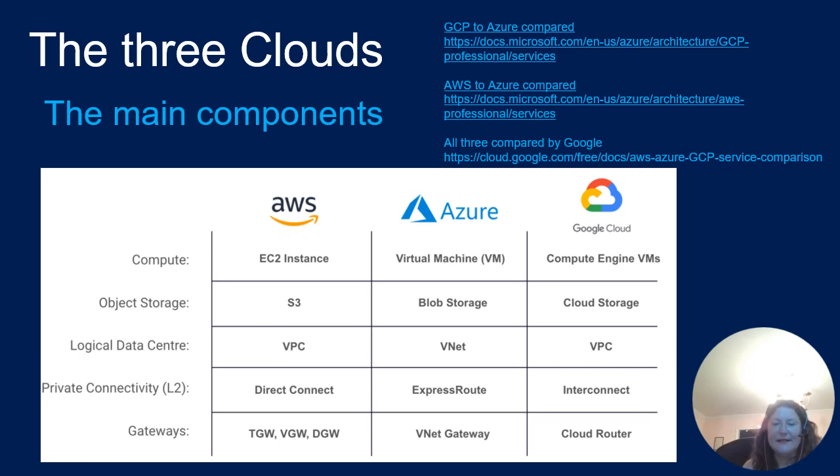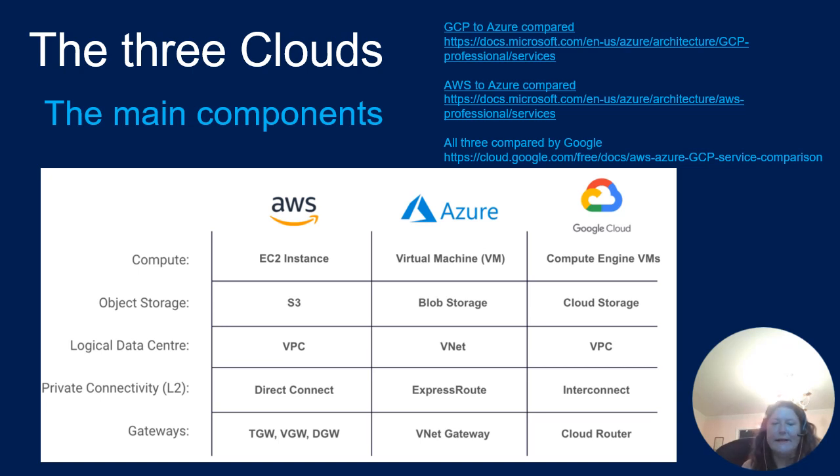Private connectivity between the cloud and on-premise is compared here. In AWS, it's called Direct Connect, the main way that you would connect to AWS from on-premise. In Azure, it's called Express Route, and in Google Cloud, it's called Interconnect or Partner Connect. Now, Partner Connect is going through someone like AT&T to connect into Google Cloud. AWS and Azure do have those kind of options as well, but it's slightly different.